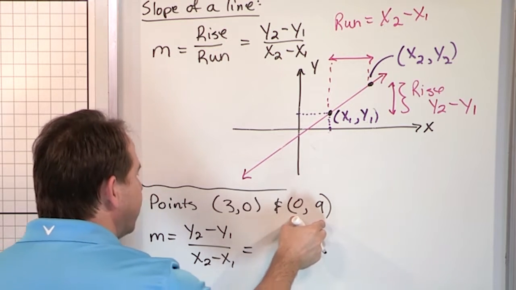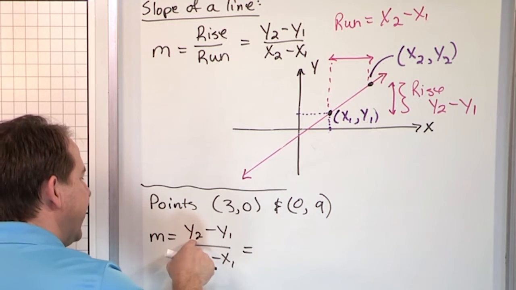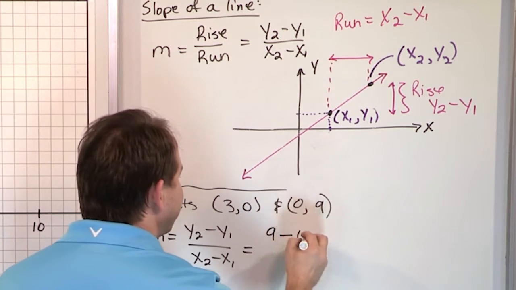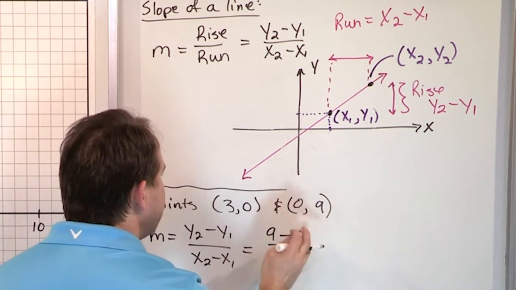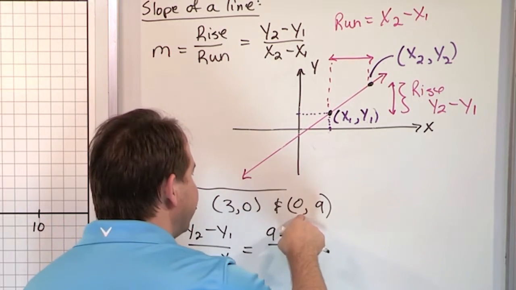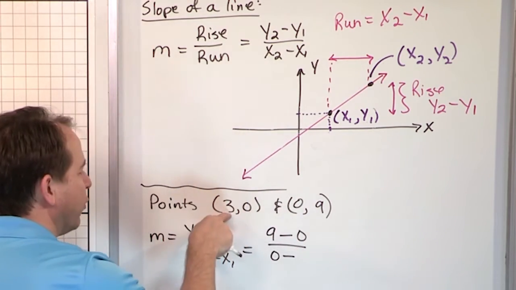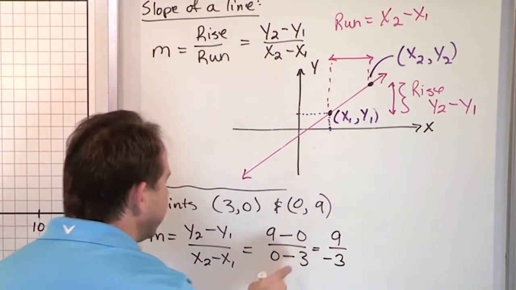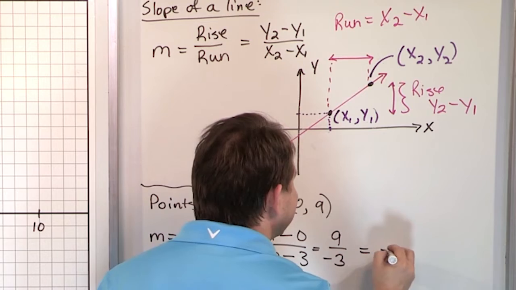You have point number 2, and this is point number 1. So you say y2, which is 9, minus y1, which is 0. You have to subtract the y values. And then you subtract the x values and you go the same direction. This is point number 2, 0, minus point number 1, x, which is 3. You get 9 on the top, you get -3 on the bottom, so the slope that you get is -3.